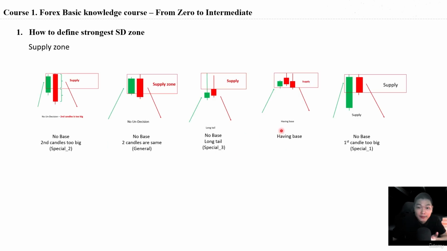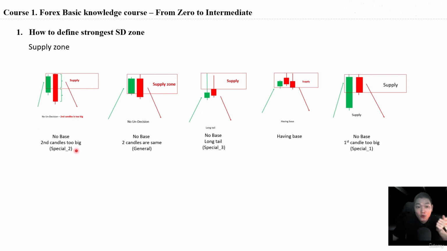And from the first lesson you already learned about the 5 types of supply and demand zone. From the left side to the right side, on the left side here is the strongest supply zone, and on the right side is the weakest supply zone. You can pause the screen for a few minutes to understand and remember this case.